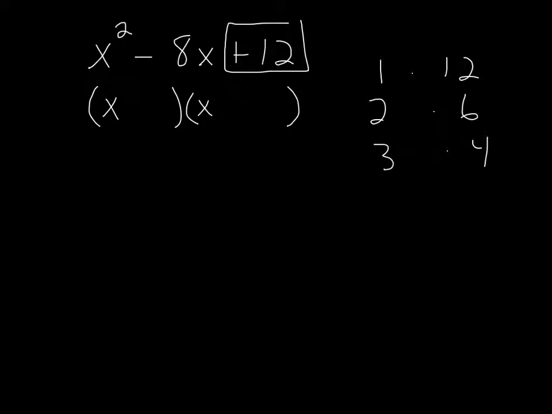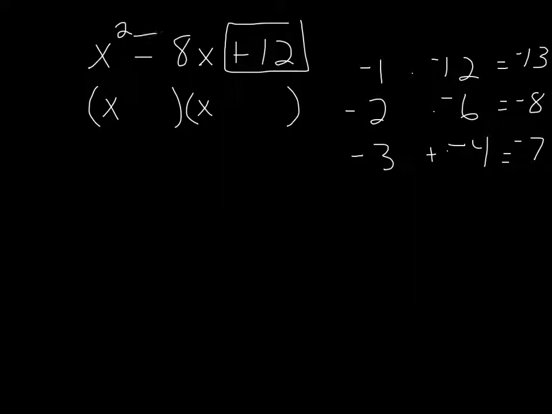Okay, but here's the trick. Your answers, when you add them, you need this to be negative 8. Well, multiplying to be positive, you can either have 2 positives or 2 negatives, right? Because negative times negative is a positive. Well, here's where you need that. So if we did negative 1 plus negative 12, you get negative 13, right? And you do negative 2 plus negative 6, you end up with negative 8. And negative 3 plus negative 4 will give you negative 7.